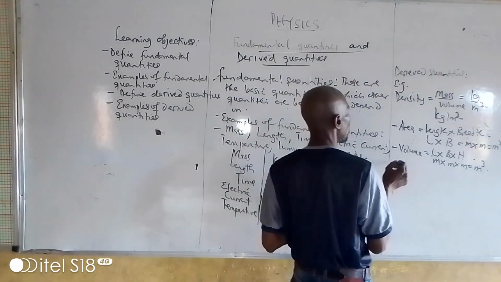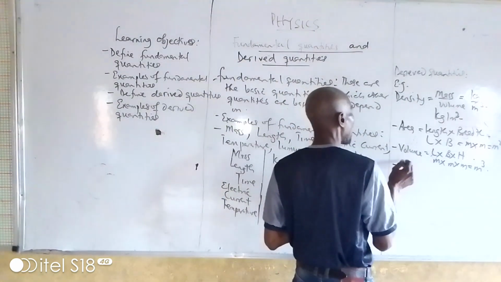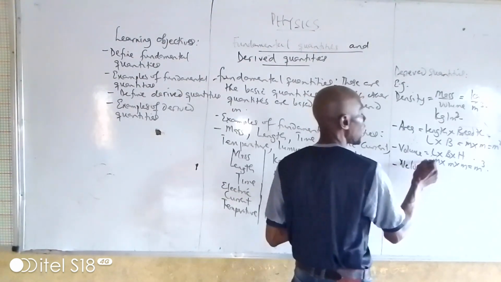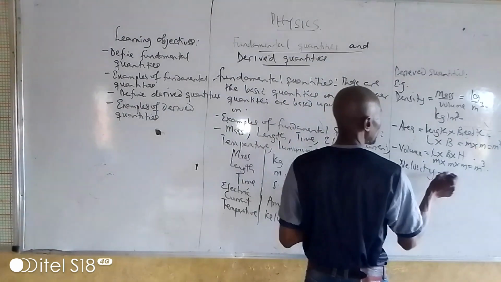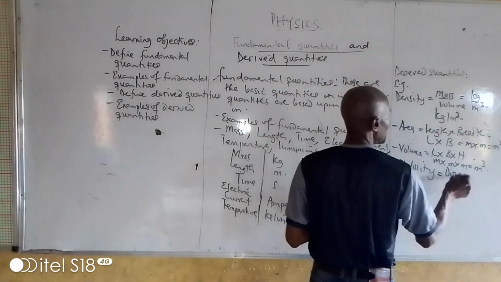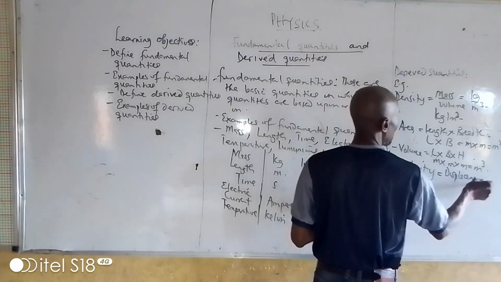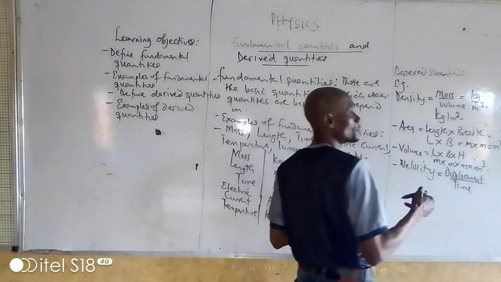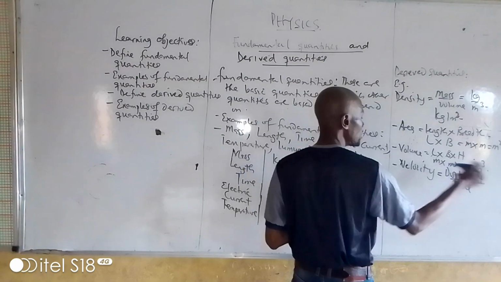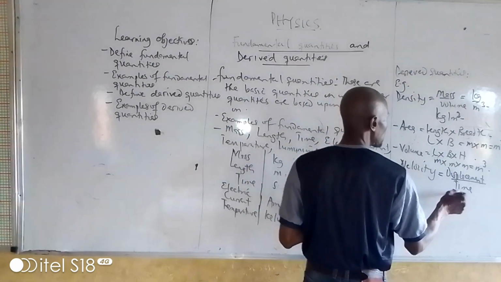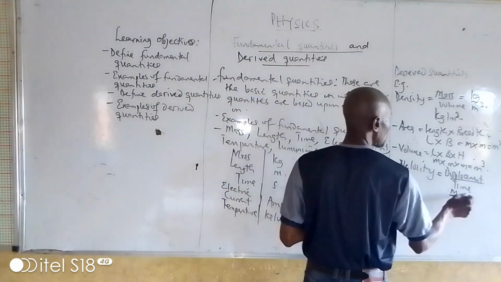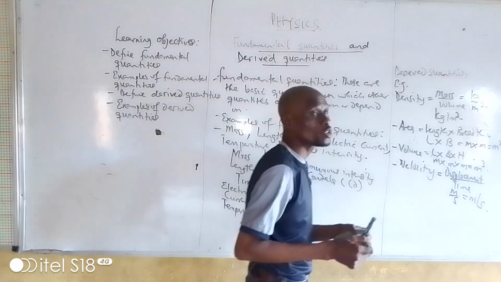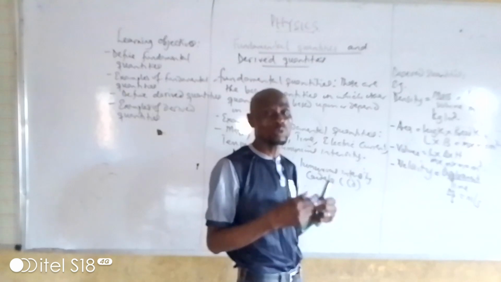We also have many of them. We also have velocity. Velocity is also a derived quantity. Velocity is displacement per unit time. When a distance is in a specific direction, we call it displacement. Displacement is in meter, and your time is in seconds. We now have meter per second. So velocity is also a derived quantity.